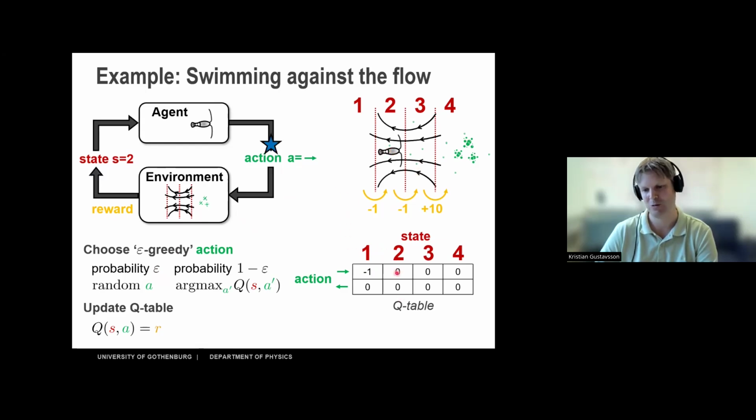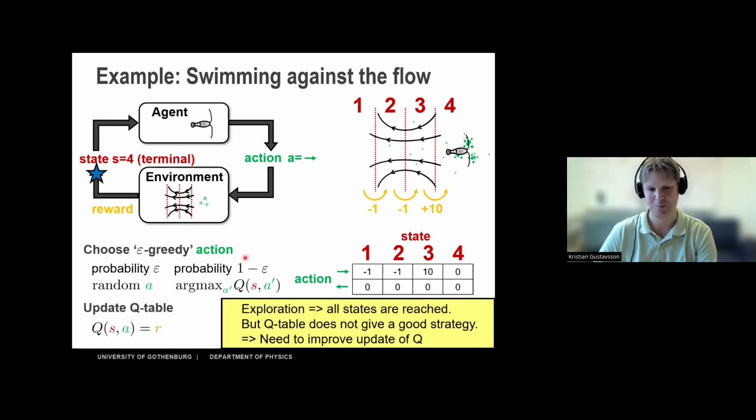And now we are in state 2 again, and maybe now we have the 50%, and maybe by chance we move to the right. We get the reward -1. And now we are finally in state 3. And then in state 3, we have 50%. Let's say we go to the right, and then we get the high reward from reaching the region with much nutrients. And then we get the high reward in the Q table here. And state 4 is terminal, so we will not do anything more once we have reached state 4.